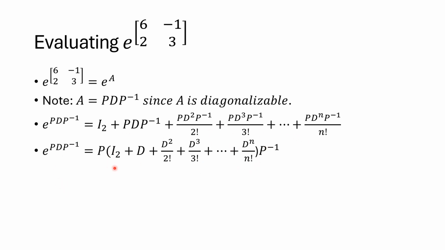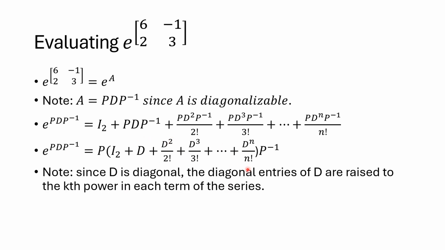Now you probably notice here that in the center, this is just a Taylor polynomial for e raised to the matrix D, okay? And since we know that D is diagonal, the diagonal entries of D are raised to the kth power in each term of the series. Now, if this didn't make sense to you, that's okay. We'll cover that in the next slide. But just know that this thing right here in the center is just equal to e to the power of D.